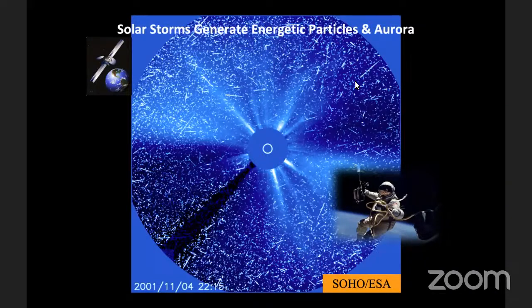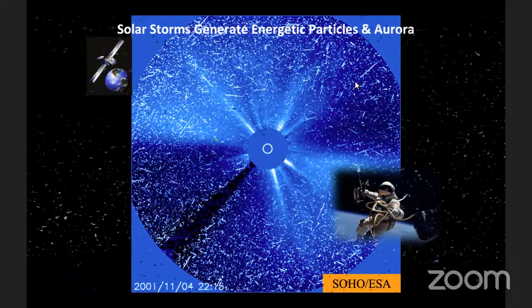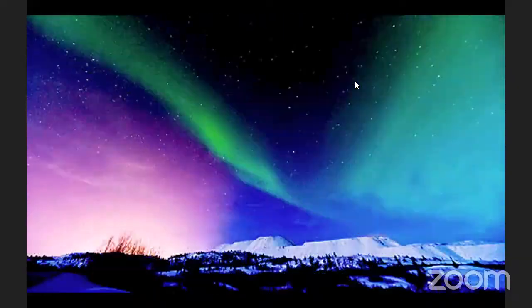This is a picture taken from Lagrangian one point by a solar spacecraft. So you see the camera got flooded with these cosmic rays. So it's not a pleasant environment to be in. And of course, if you are doing a spacewalk, then you are affected directly by that.